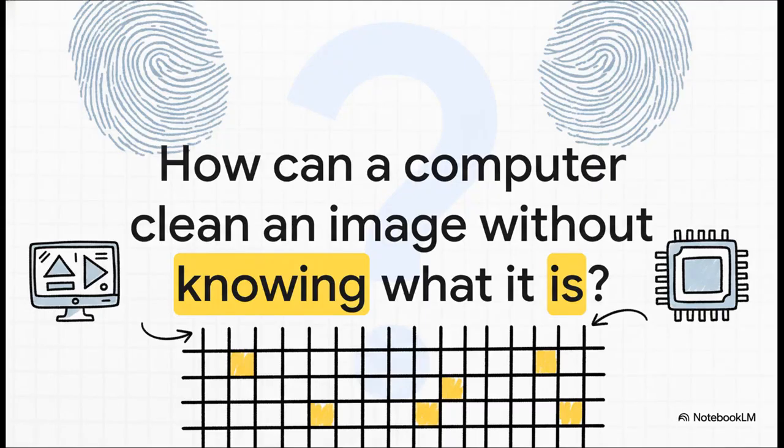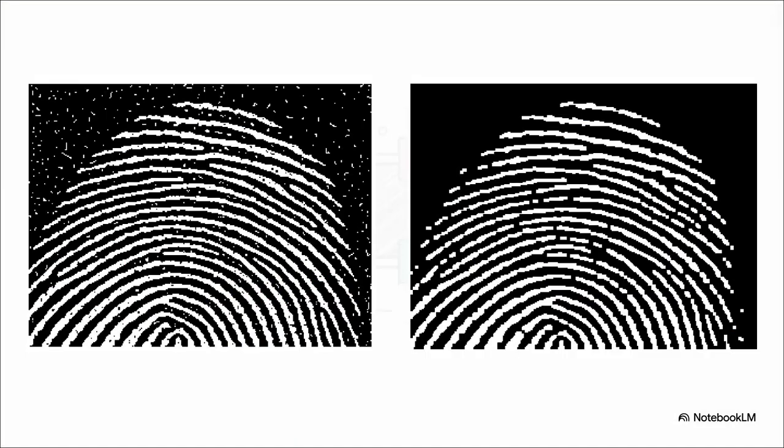And that brings up a really fascinating question, right? How in the world can a computer clean this up? I mean, it doesn't have a clue what a fingerprint or a ridge is. To the computer, this is just a grid of ones and zeros, pixels that are either on or off. So how does it possibly know which ones to keep and which ones to get rid of? Well, the answer is a set of techniques that can turn that mess into this.